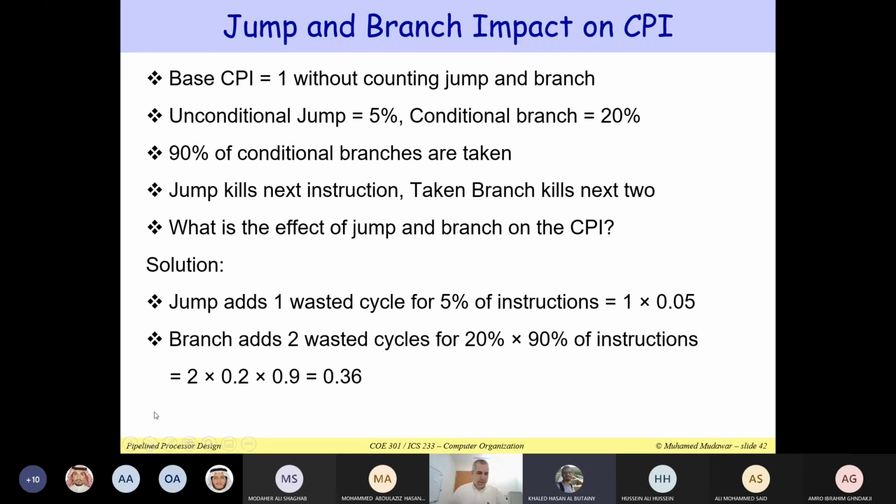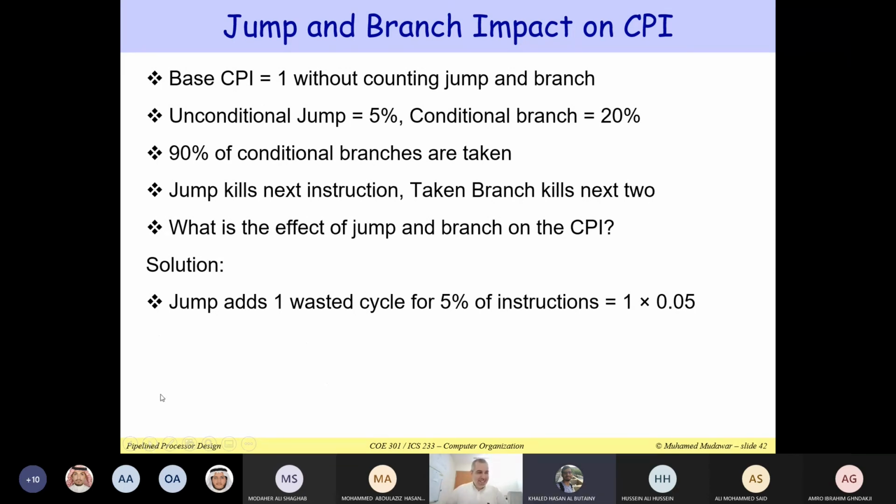90% times 20, times 2. We have 20%. So we have 20% are branches. And in the case of a branch, 90% of these 20% are taken. So we have to multiply 90% by 20%.